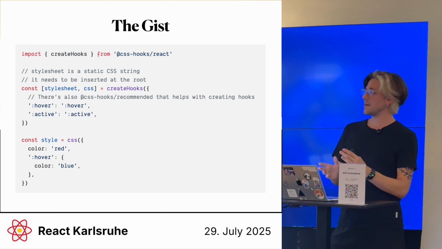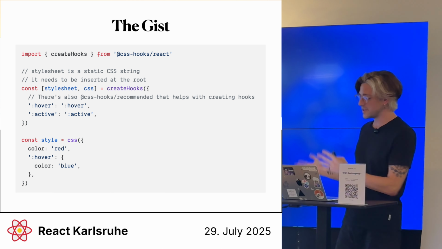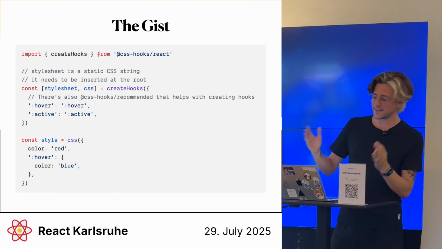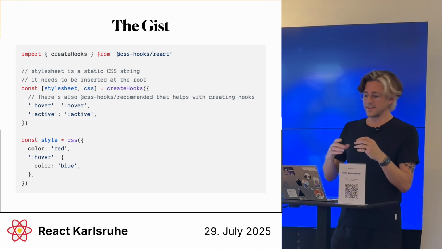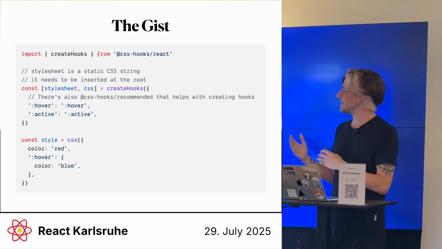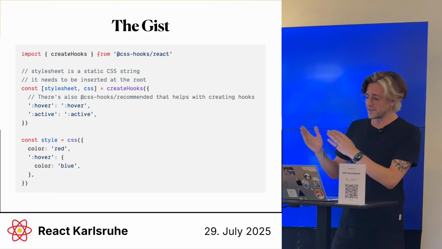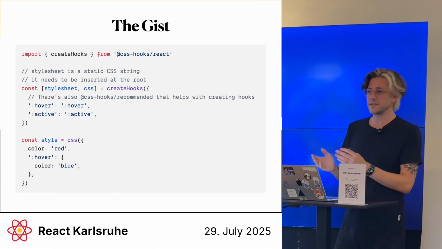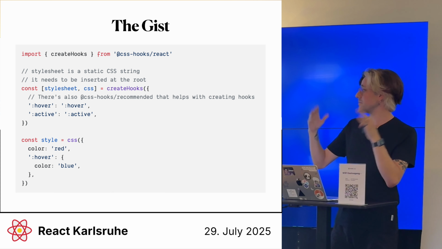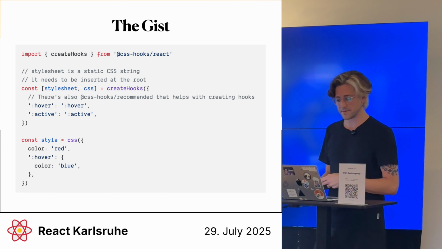It has a very simple API where you provide all the states that you want to be using, and it gives you the simple css function that you also know from other CSS-in-JS libraries, which basically converts your style object to the aforementioned CSS variable syntax under the hood. And all of this comes with TypeScript support and autocompletion, so you basically get the same experience, if not way better, than you get with Tailwind.